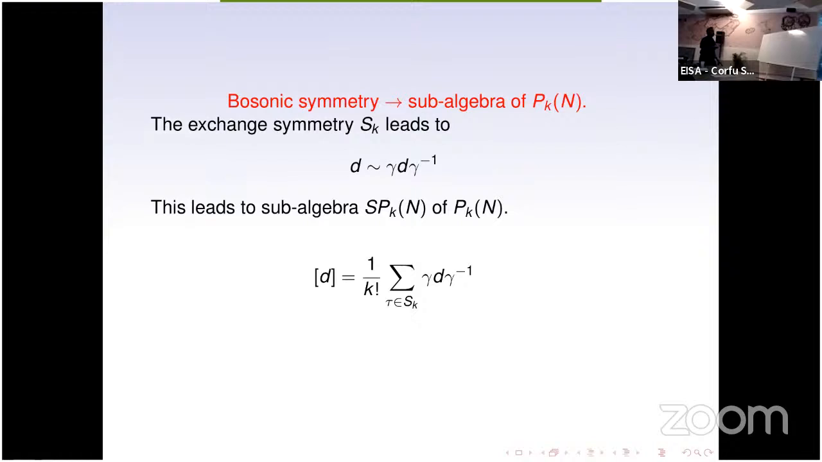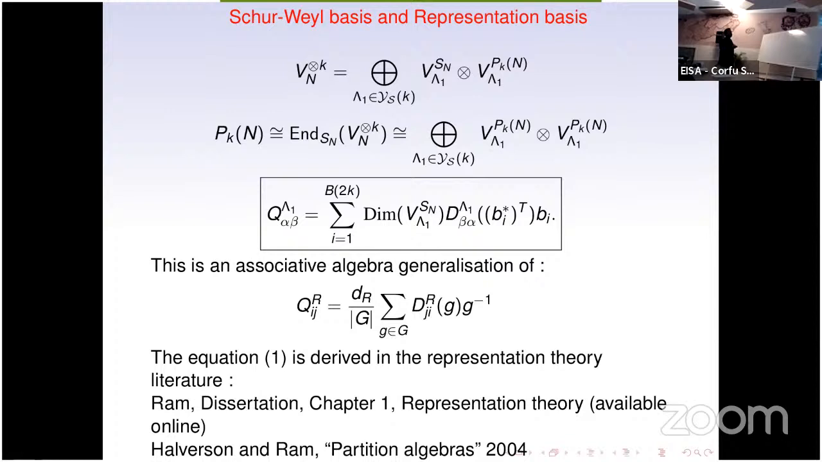Likewise, the bosonic symmetry of k copies of x leads you to look at a subalgebra, which is Sk invariant. So you look at something in the partition algebra, you average it by this conjugation, and you get something Sk invariant. So the Schur-Weyl duality is well known in the math literature. These are some papers, with more complete references in the paper.